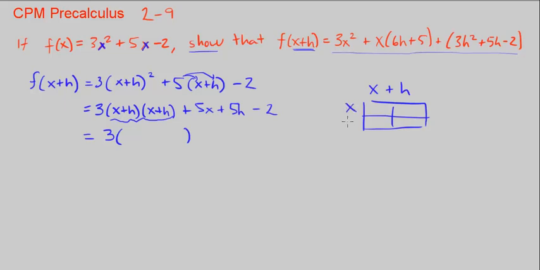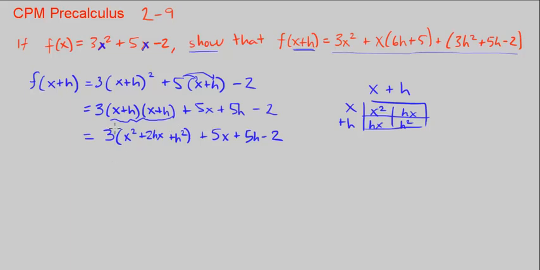Okay, so I have x plus h times x plus h. X times x is x squared. X times h is hx or xh. X times h again is going to be hx again. H times h is h squared. Okay, so in my box here I have x squared plus, I have 2 of these, so 2hx plus h squared. Okay, and I still on the right have 5x plus 5h minus 2. And these are all different terms, so I cannot combine them.